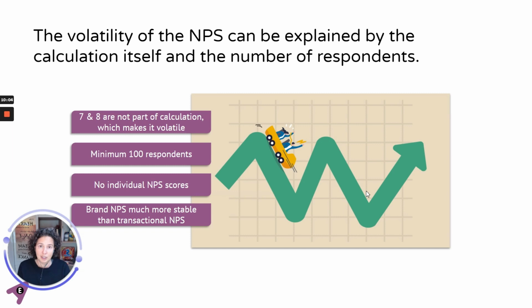Based on that way of calculating, our advice is always to say at least make sure you have 100 respondents before you draw any conclusions and start calculating an NPS. I see way too many examples where they start calculating an NPS based on 20 or 30 responses. And then the volatility goes even more nuts because it's a calculation.